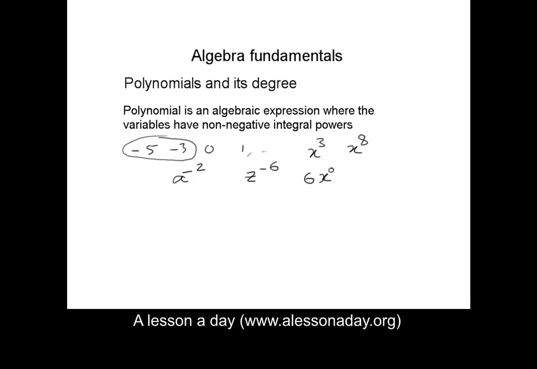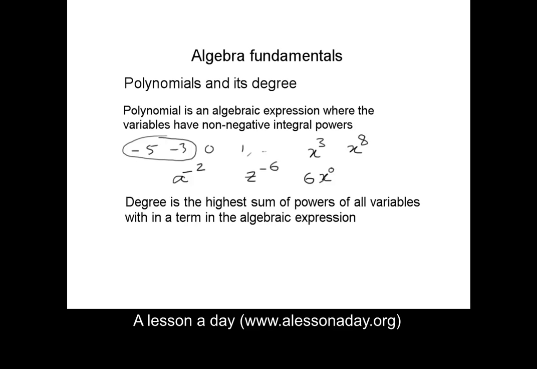Now let's see what is a degree. Degree is the highest sum of the powers of all variables within a term in an algebraic expression. What does it mean? Say if you have x squared plus 2x plus 3x to the power 3. You have three terms here. One is x to the power 2, 2 times x, and 3 times x to the power 3.